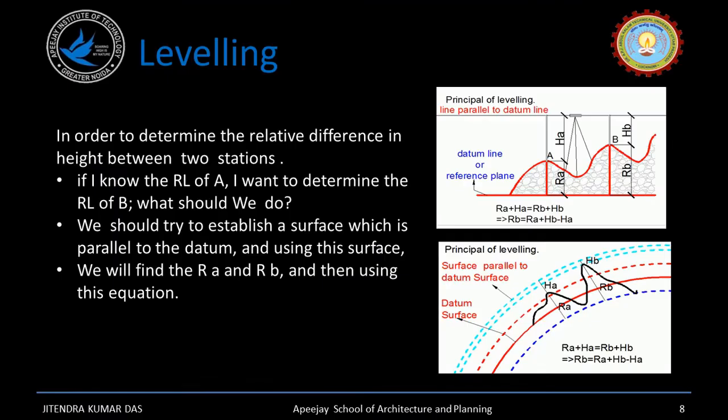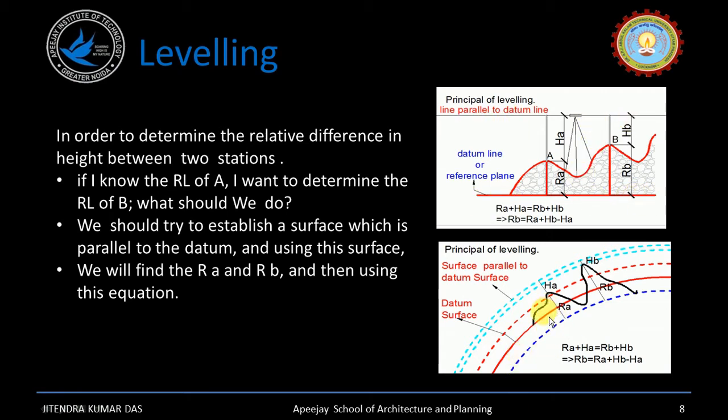Now leveling. In order to determine the relative differences in height between two stations, like if I know the RL of A and I want to determine the RL of B, RL means reduced level. What should we do? Suppose station A and station B are close enough, so it is quite easy. We should establish a parallel geoid to this geoid, this datum line, and we can apply the principle of leveling.